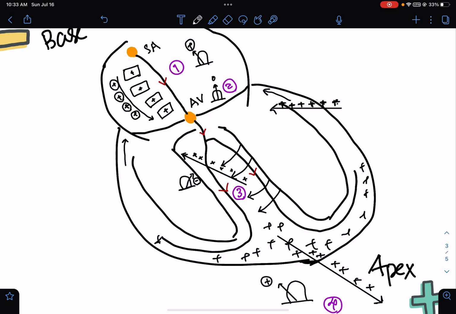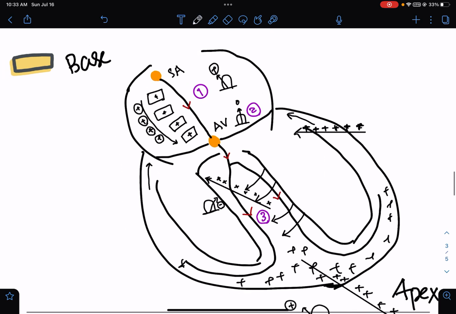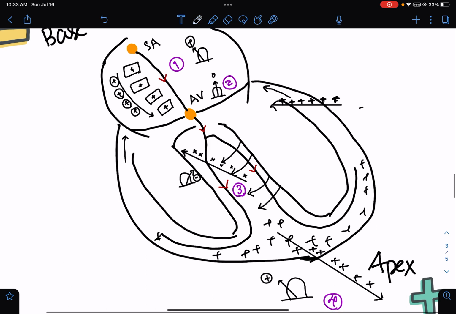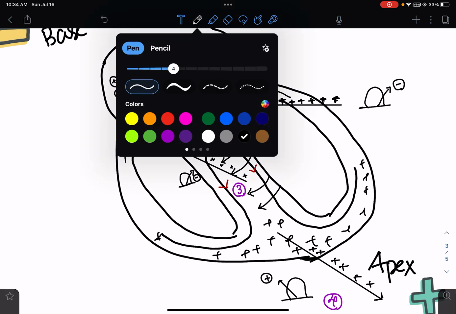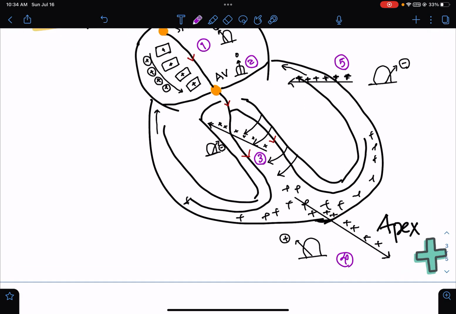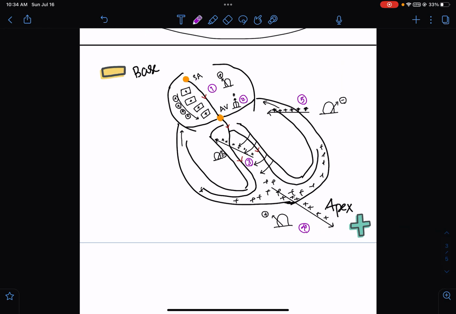There will be positive factors, right? There will be positive factor move towards the negative pole. What happened? Galvanometer will show negative. Okay, this is our number 5. So this is all about depolarizations of our cardiac muscles.